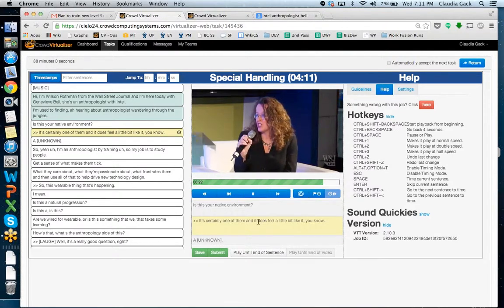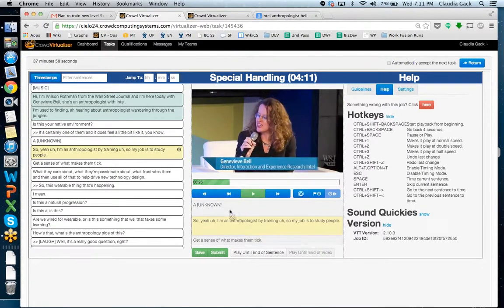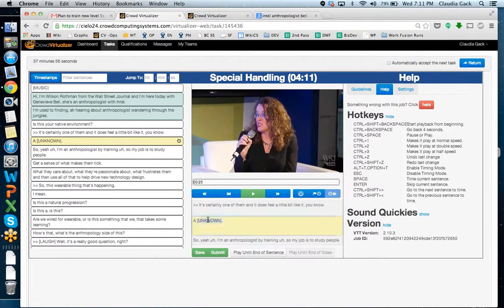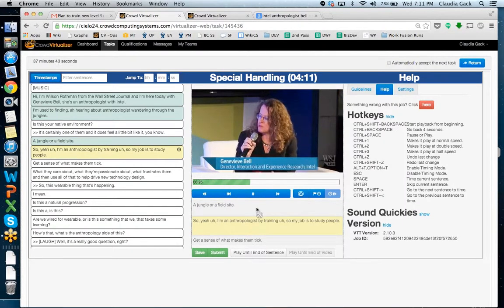A little bit like, a jungle or a field site. So here, unknown. This is clearly audible, so I can change this. She said a jungle or a field site. A jungle or a field site. So yeah, I'm an anthropologist. A jungle or a field site. So yeah, I'm. So here again, the timing is a little off, so I'm going to retime this again.